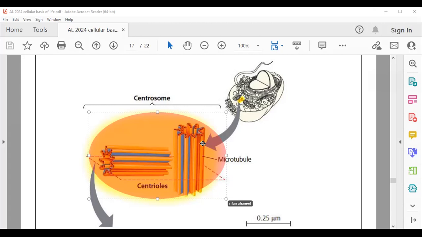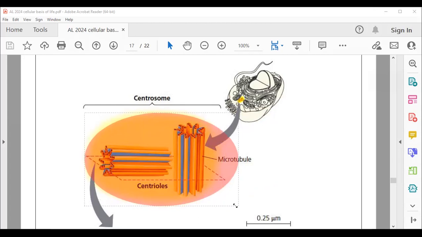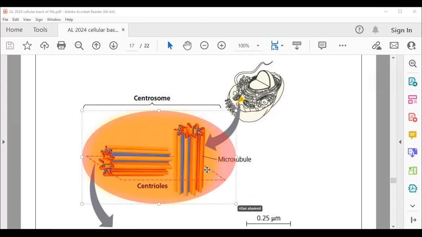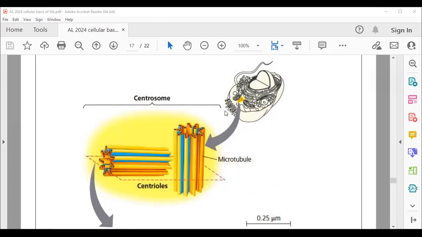What is the name given to that region? Centrosome. So in one centrosome, how many centrioles are present? Two. How are they oriented? Perpendicular to each other. Clear?